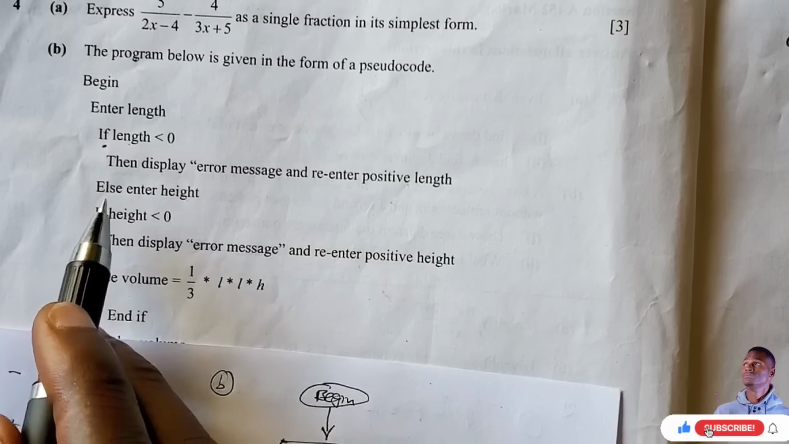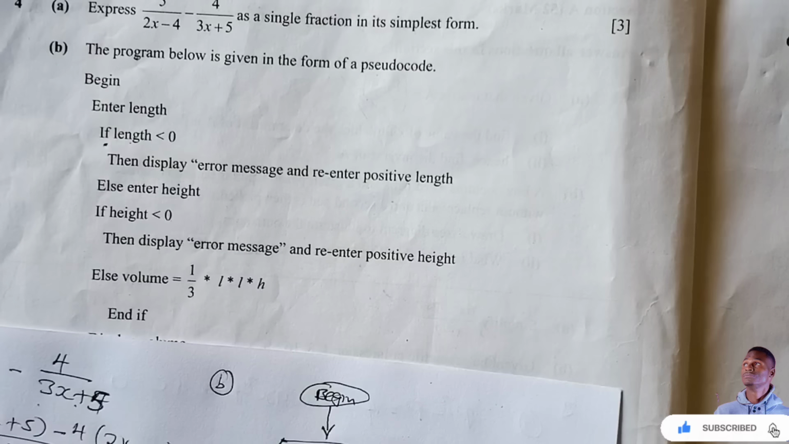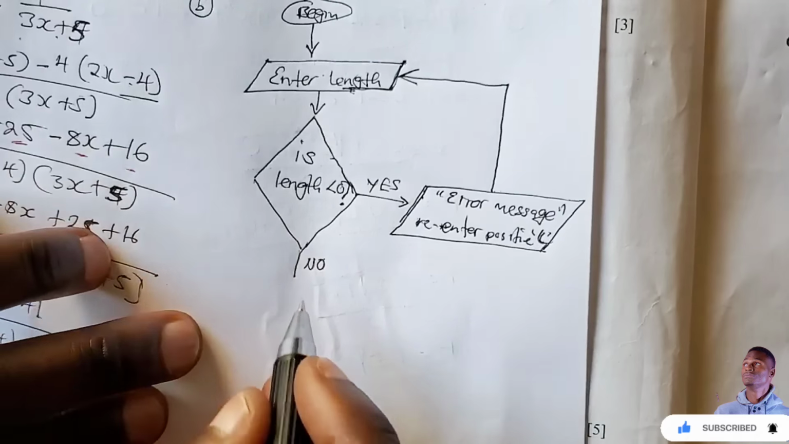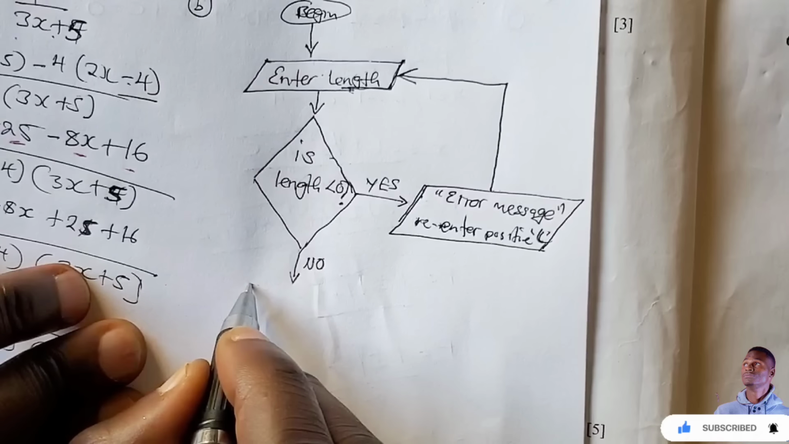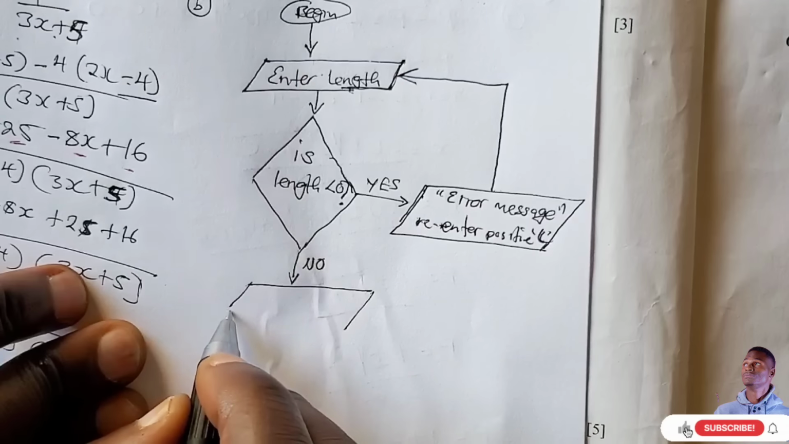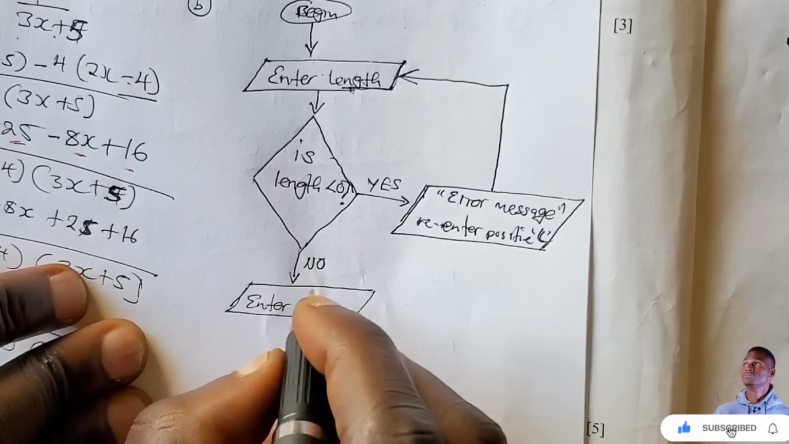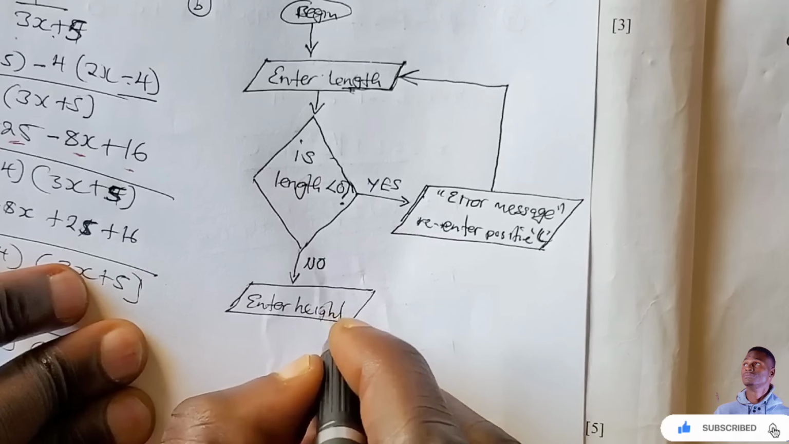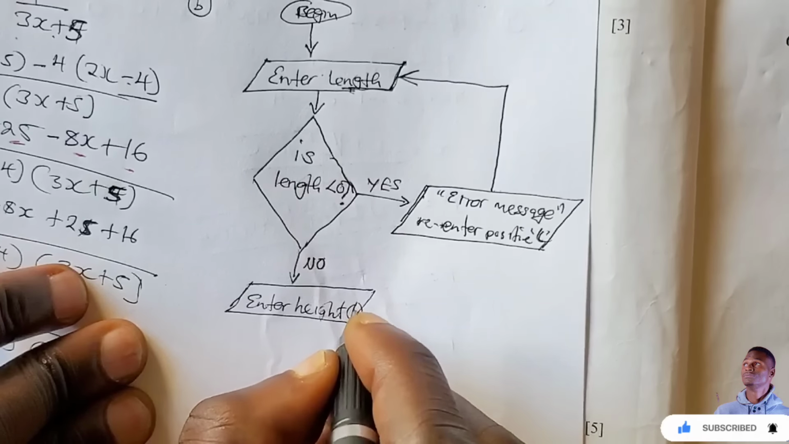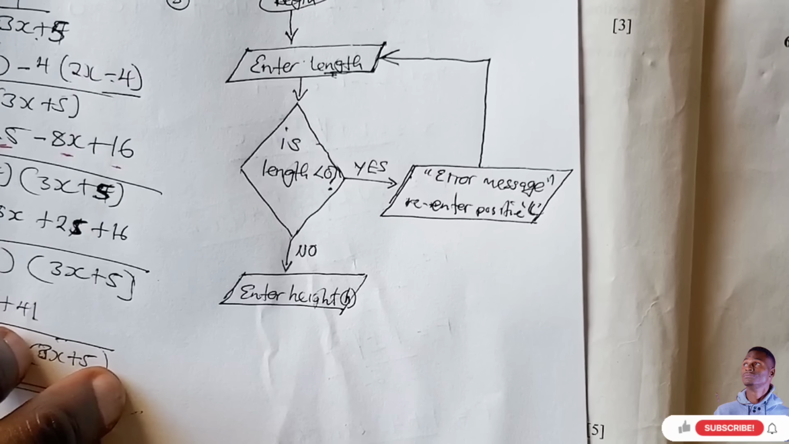If no, what's the next step? If no, enter height. Enter. So the shape for enter is this one, parallelogram. So we're going to say like this. Okay. Enter height, which is h. In bracket, we can just write h. Okay. Enter height. I hope you are following.